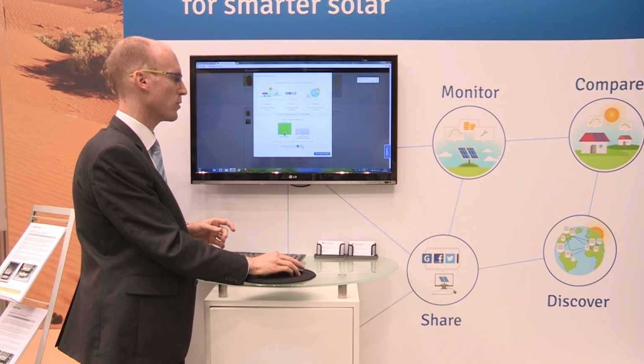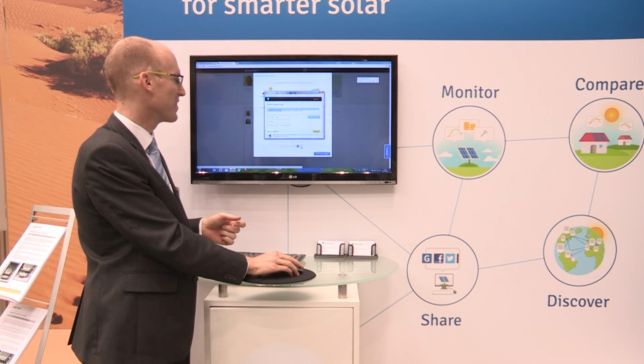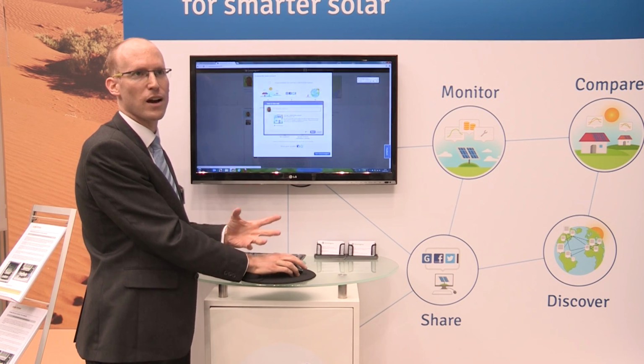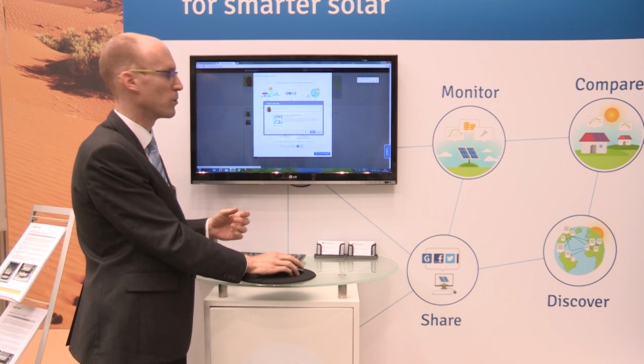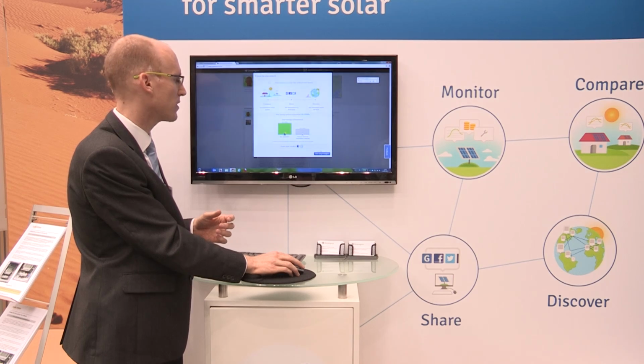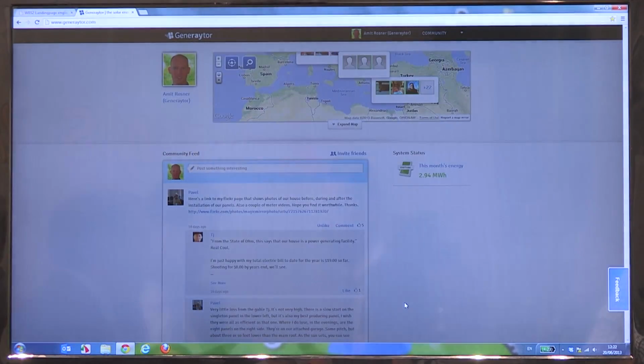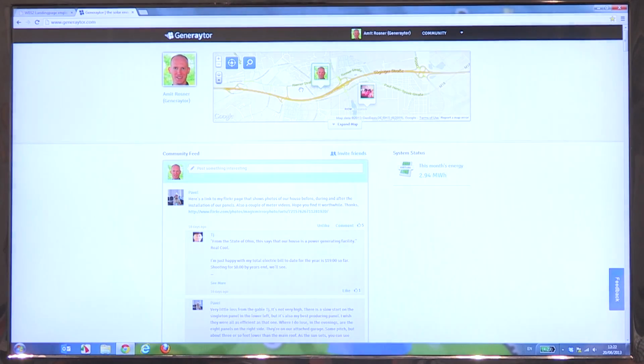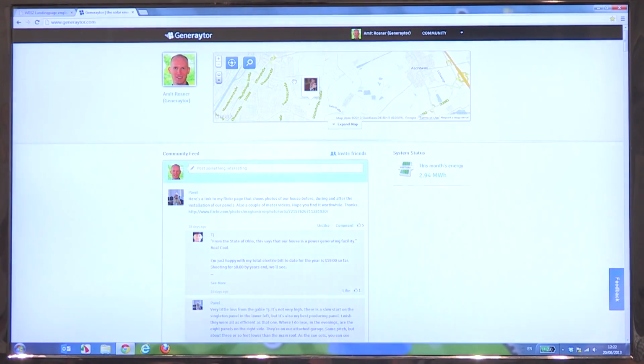Some people at this stage already tweet their success or share it on Facebook so their friends can see how great they are, that they are considering solar and going to help the world. But let's just start using the platform. This is much more than just a solar calculator. We're now going to get a day-by-day experience of how my system is going to perform.